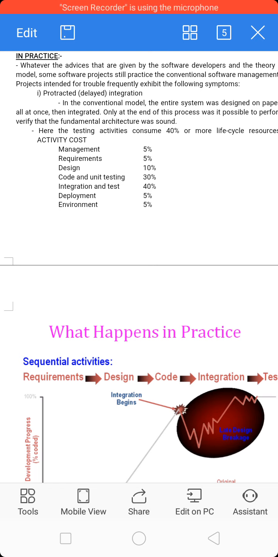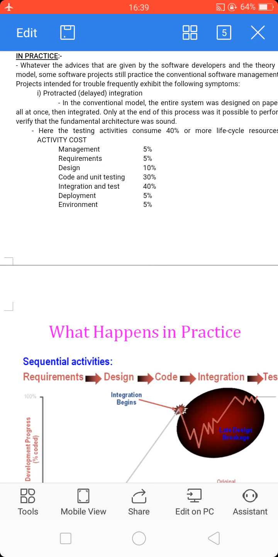So it is useful to summarize the characteristics of the conventional process as it has typically been applied, which is not necessarily as it was intended. Projects destined for trouble frequently exhibit the following symptoms. Here we are having five project symptoms. They are very important in this practice.